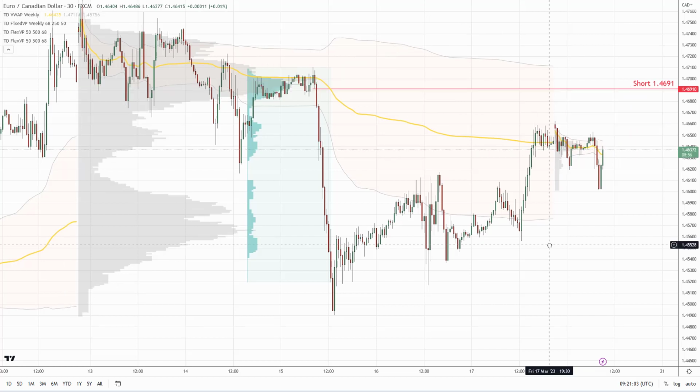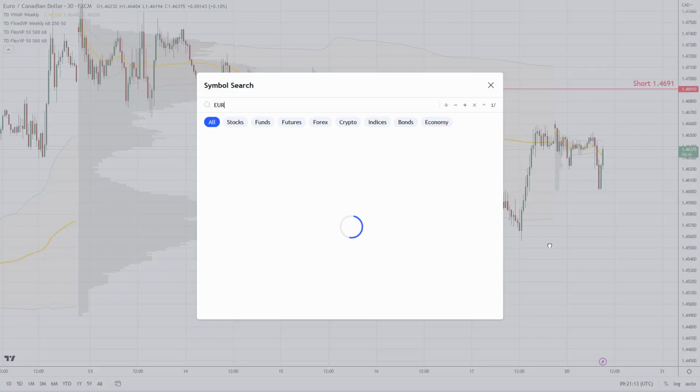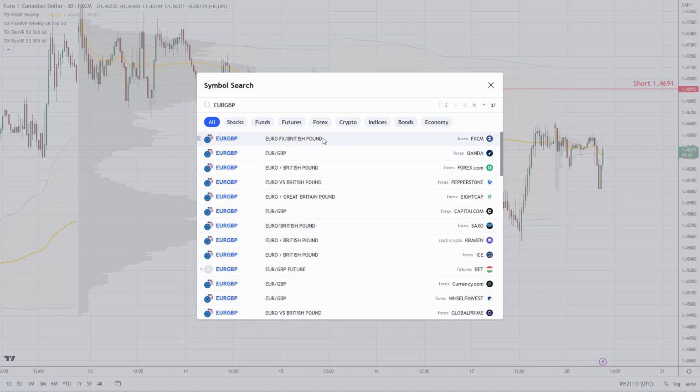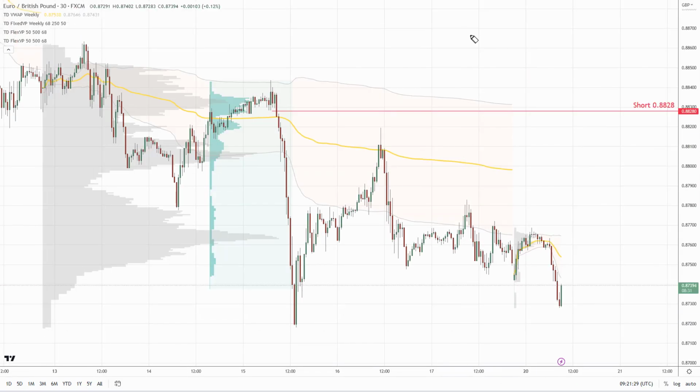Now another trading idea with the volume accumulation setup is on the euro British pound. So let's check it out. So again, we are looking at the 30-minute time frame. This is my favorite time frame for such day trading analysis. The instrument is euro British pound, and the resistance I want to talk about is in here at 0.8828.